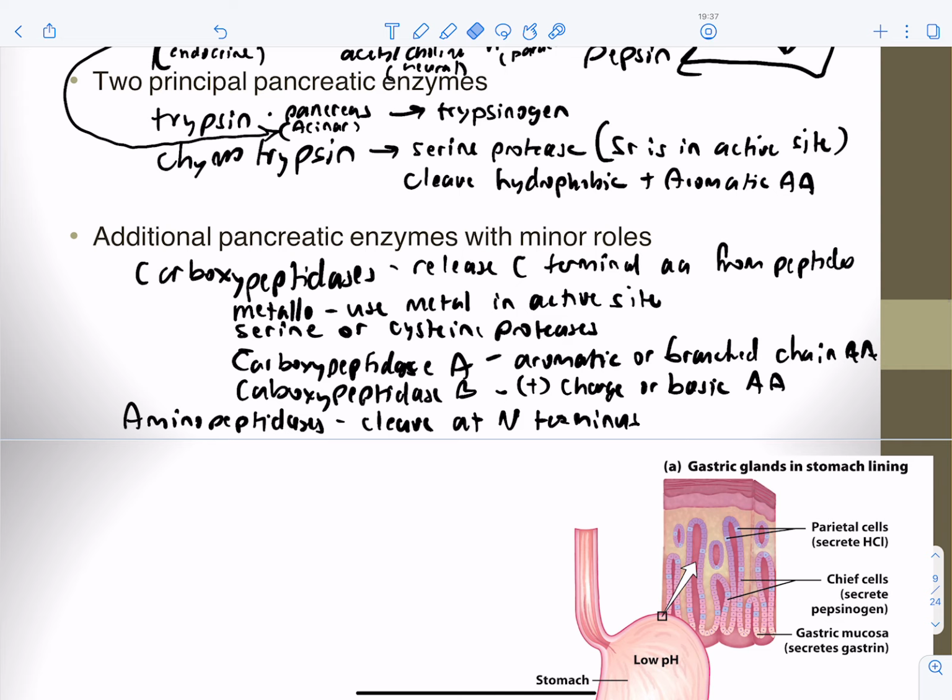Let me put that in here. Your elastases are going to be serine proteases again, and they are going to help break down not only proteins but fats and carbs as well. They will cleave small hydrophobic amino acids, like glycine, alanine, valine. And they're also going to break down elastin, which is found in connective tissues from the foods that we eat.